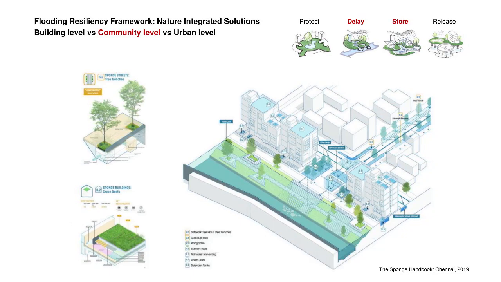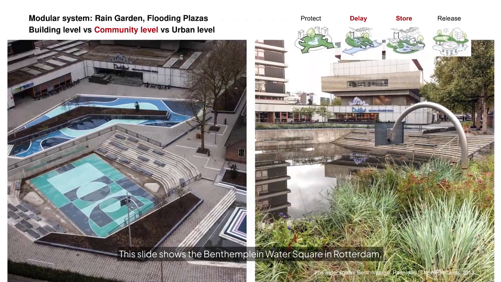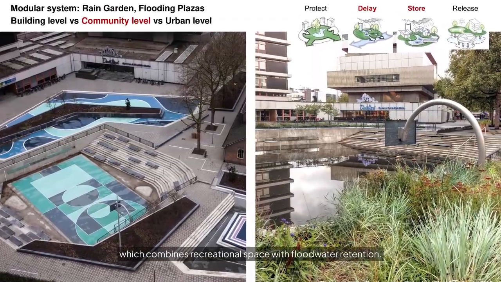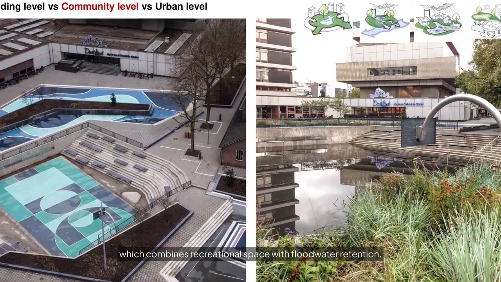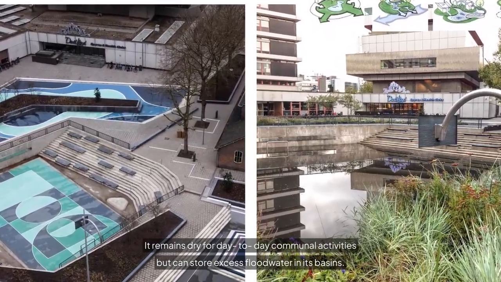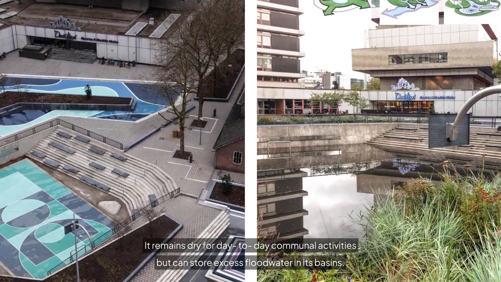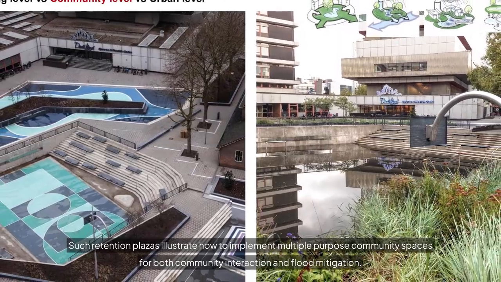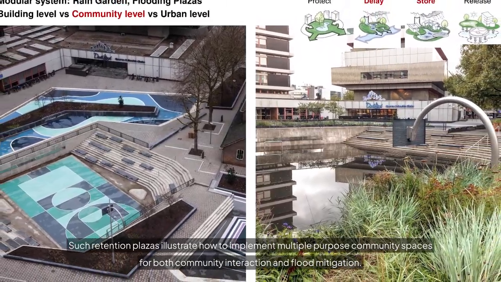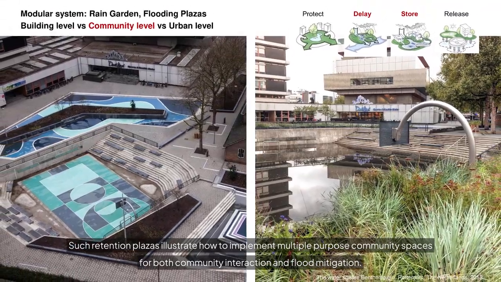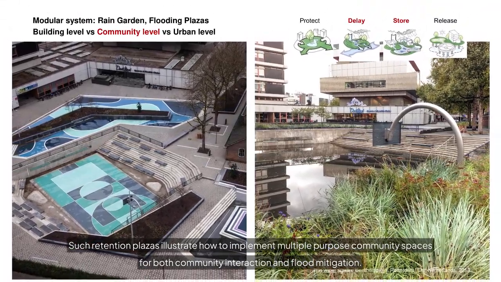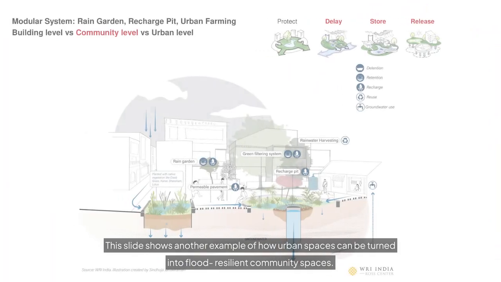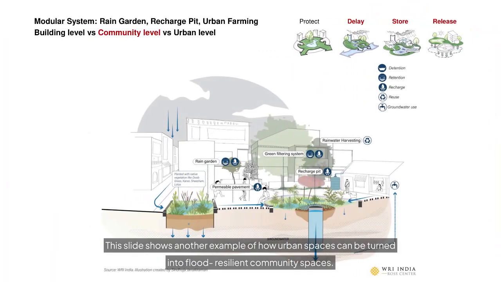This slide shows the Benthemplein Water Square in Rotterdam, which combines recreational space with floodwater retention. It remains dry for day-to-day communal activities, but can store excess floodwater in its basins. Such retention plazas illustrate how to implement multiple-purpose community spaces for both community interaction and flood mitigation. This slide shows another example of how urban spaces can be turned into flood-resilient community spaces.